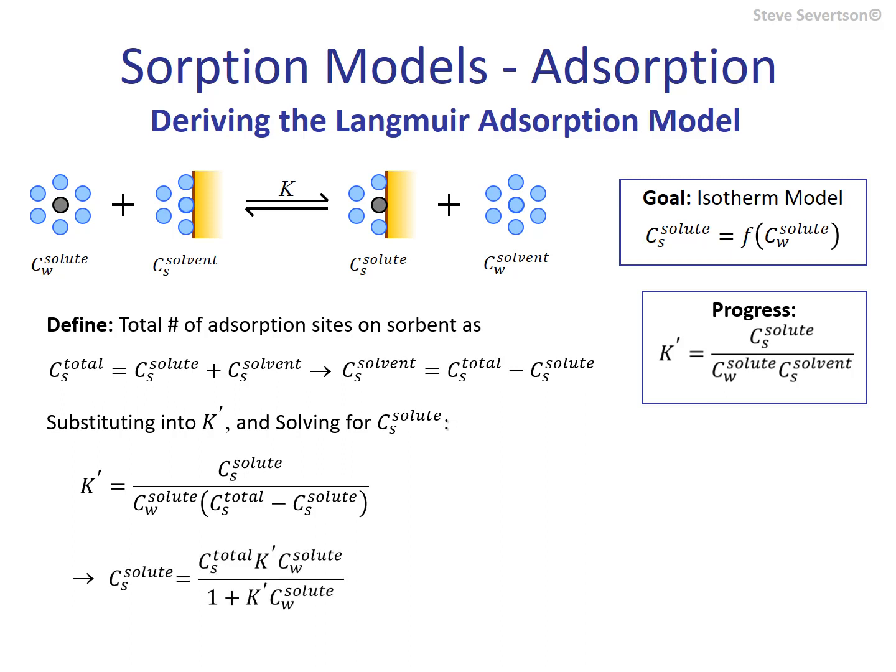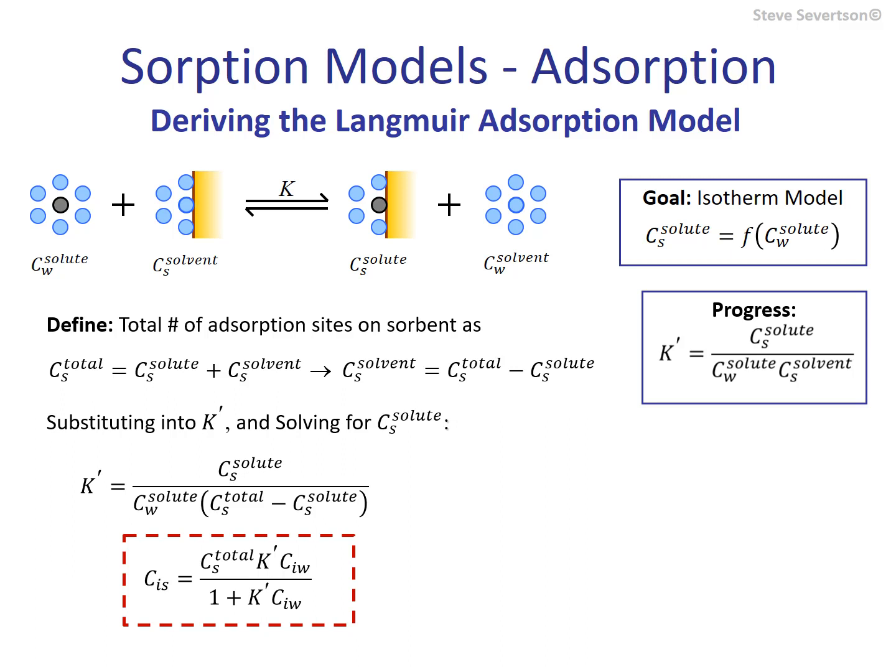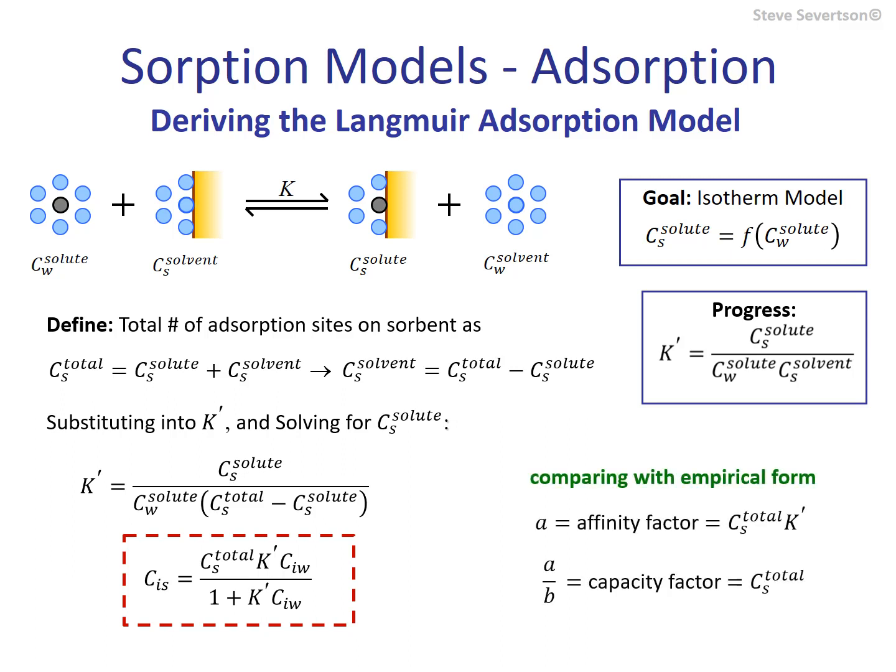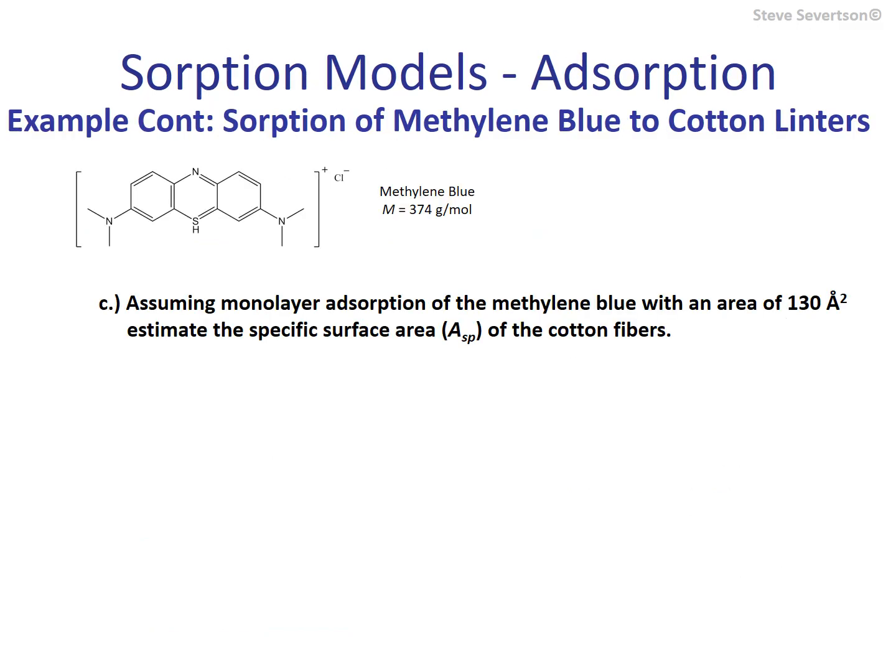Given that the expression is in terms of only the solute concentrations, we drop the superscripts and return to our standard notation. Comparing this result with the empirical form of the equation used previously helps define the meaning of the fitting parameters A and B. Now let's finish the example we started previously.